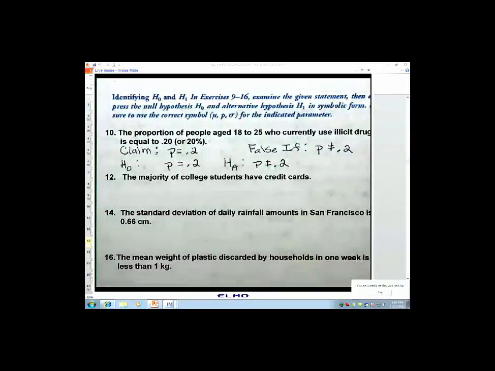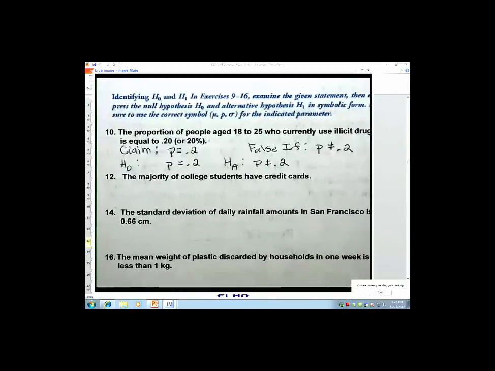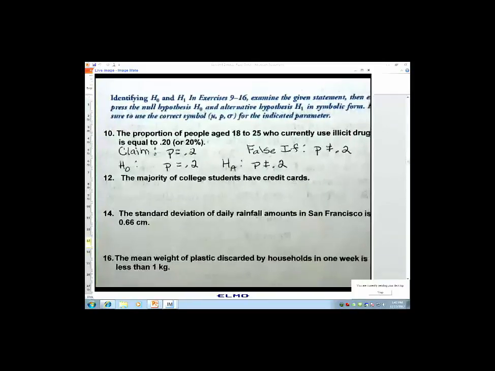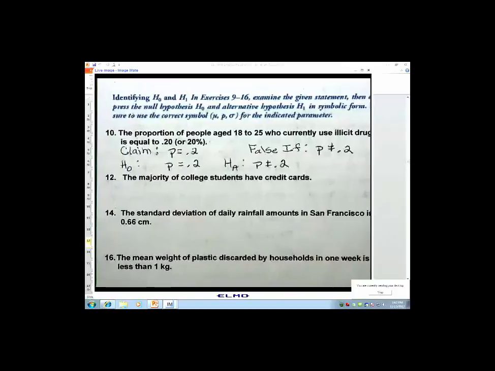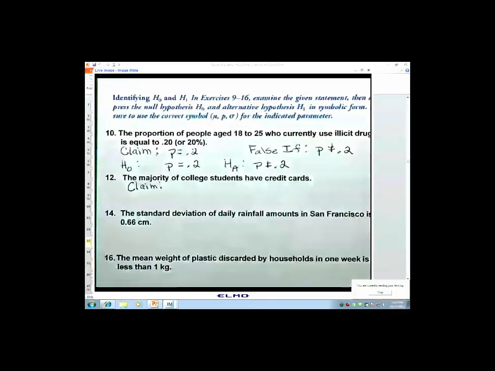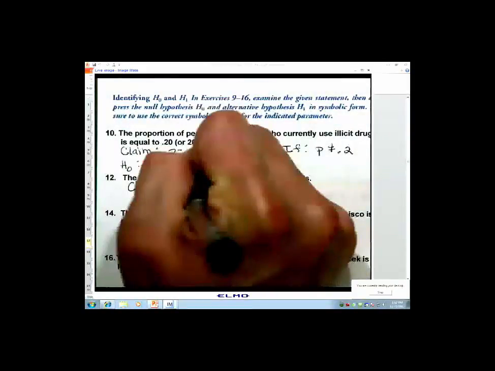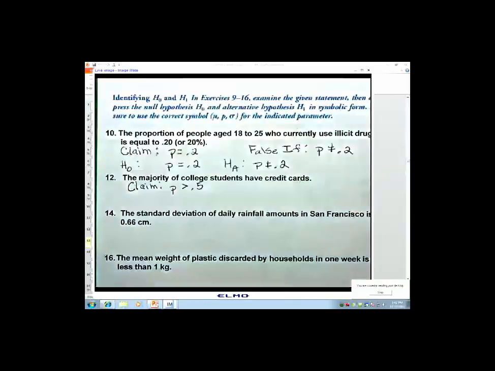Are we talking about a proportion, a mean, or a standard deviation? Majority means what? Proportion is greater than 50%. More than 50% of students have credit cards. That's another way of saying that sentence. So what's the claim? That's exactly it. P is greater than 0.5, because that's what majority means. It's not equal to 0.5. Exactly 50% wouldn't be a majority. It's got to be greater than 0.5.